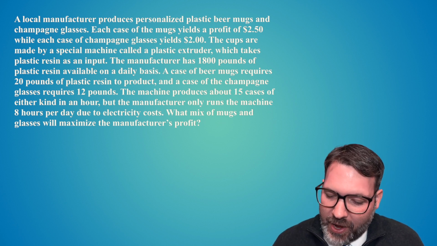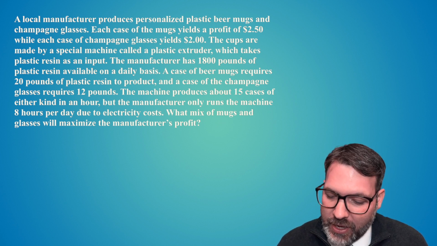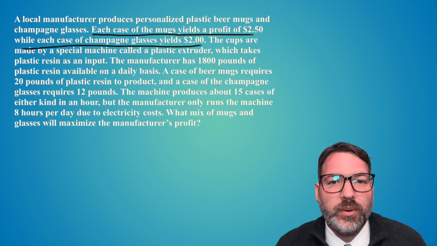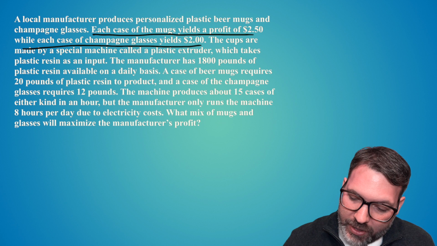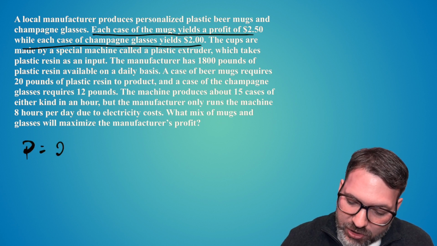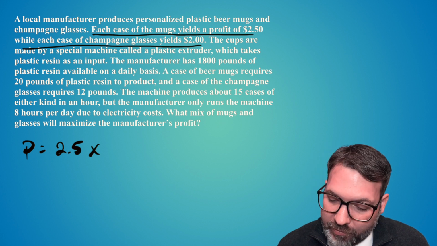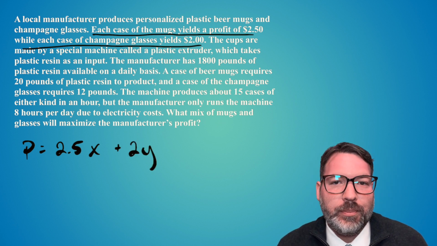A local manufacturer produces personalized plastic beer mugs and champagne glasses. Each case of the mugs yields a profit of $2.50, while each case of champagne glasses yields $2. Right away, I can tell that's going to be related to my objective equation, right? In fact, I could probably write already P, my profit, is $2.50 times the X number of cases of mugs plus $2 times my Y number of cases of champagne glasses.